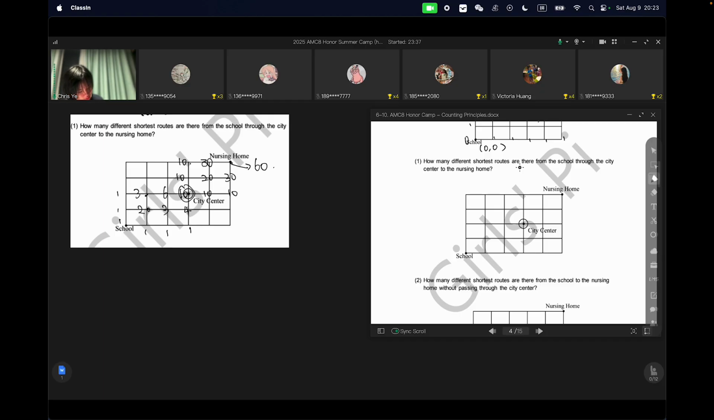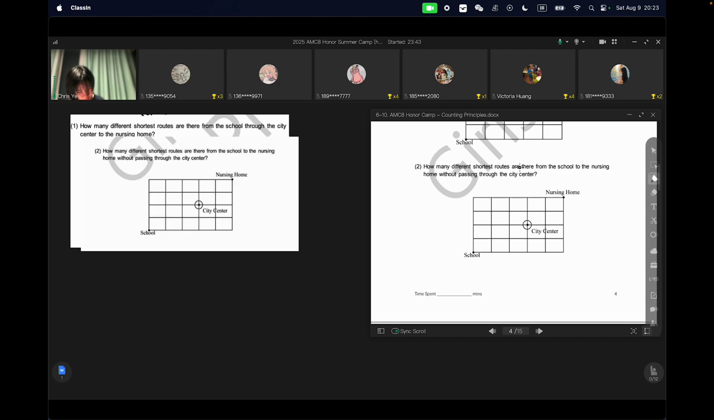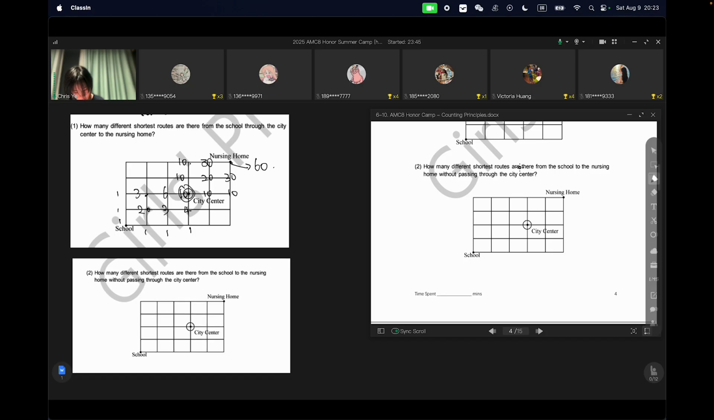If not, then let's move on. So secondly, it asks us how many different shortest routes there are from the school to the nursing home without passing through the city center. So therefore, we need him to not get to the city center. Basically, the easiest method is to find out how many ways there are in total to get to the nursing home and then subtract 60 from it.